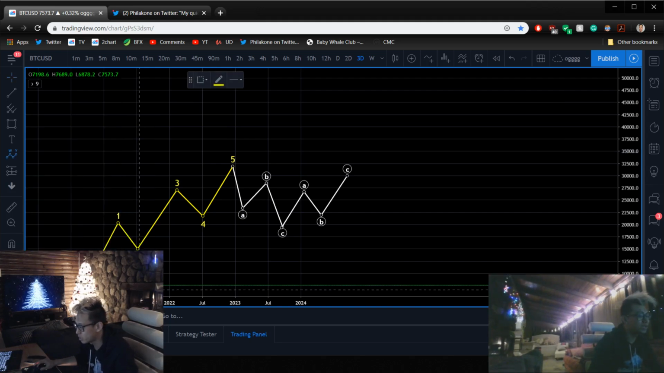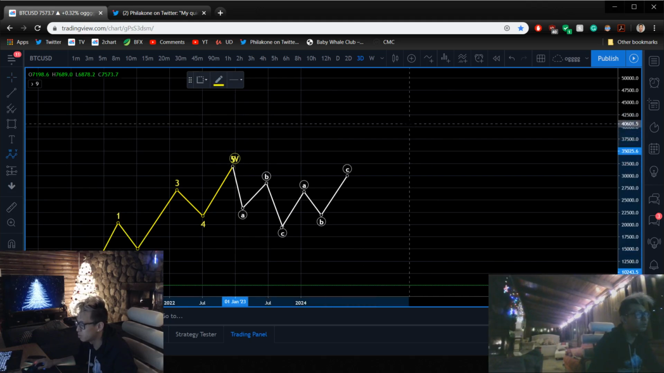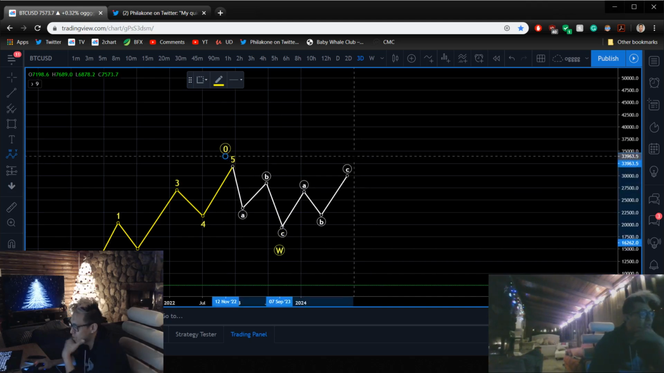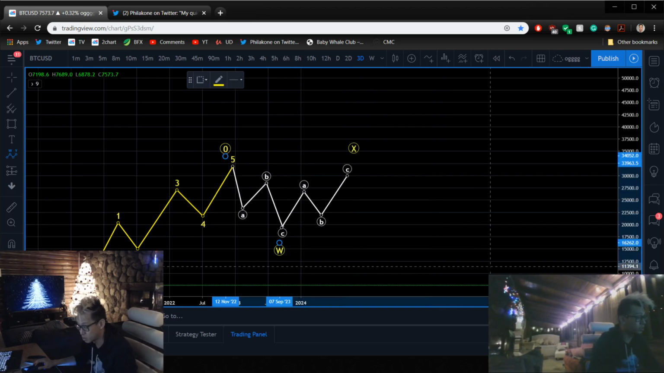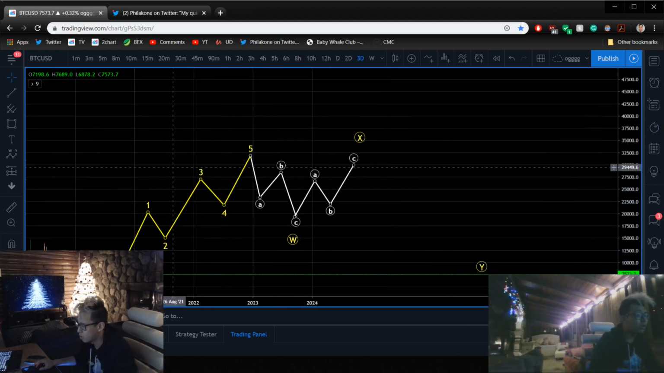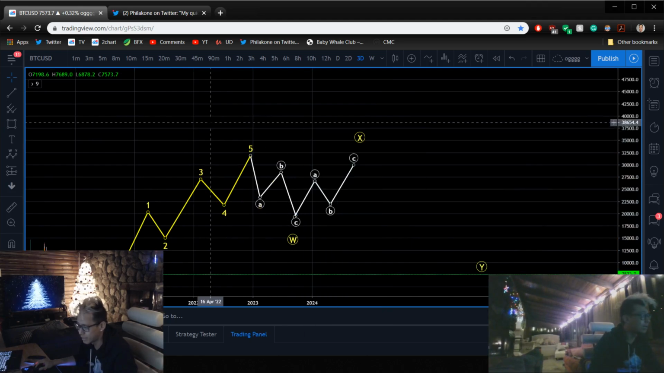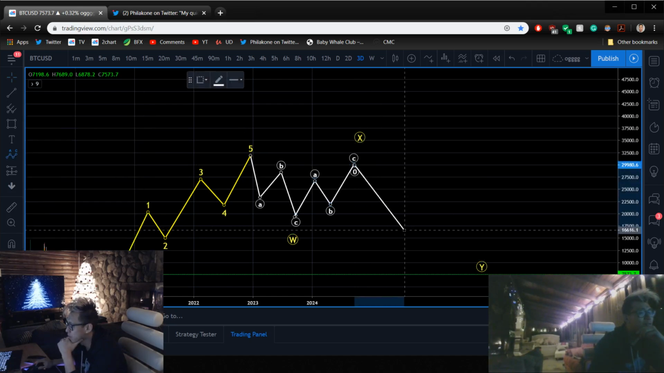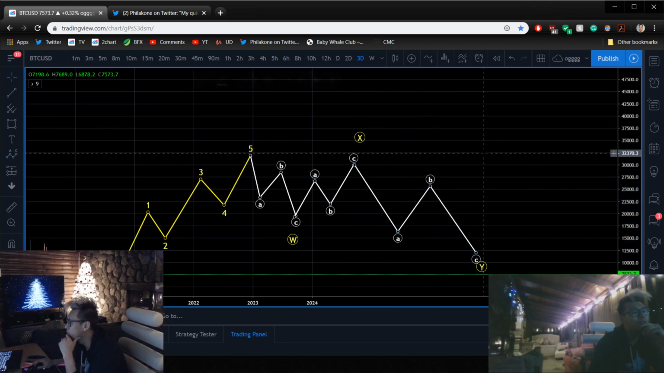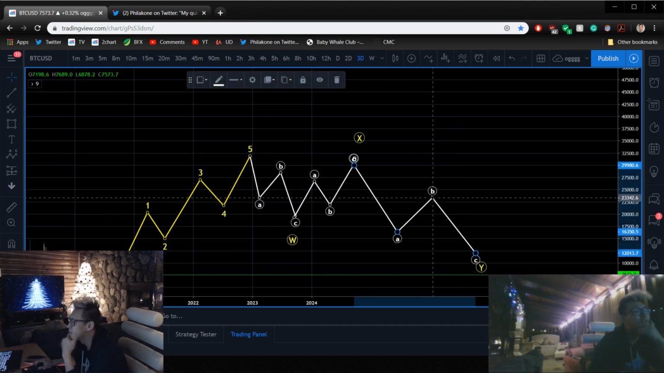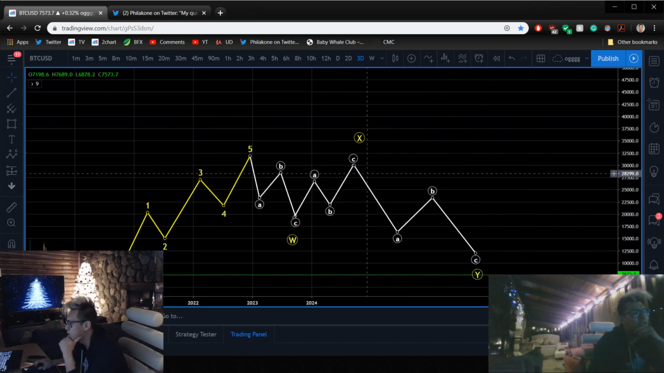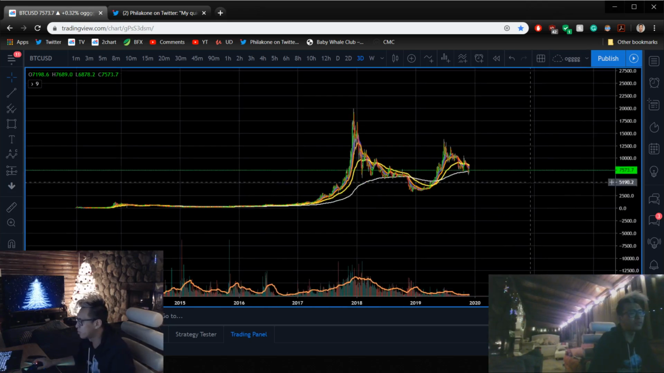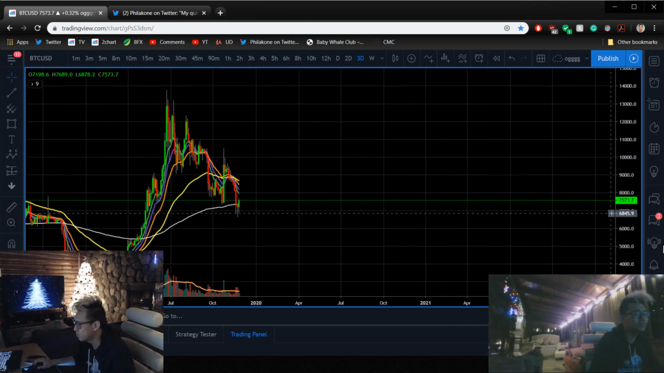Then what we end up doing is we call this right here the W, the beginning of the new impulse wave. That is the X, the point of failure in that impulse wave. And also now we have the XY, the XY right here will make an ABC coming to the downside, another zigzag coming to the downside. And that's where Y originally ends, where it has ABC here, and a new impulse wave should attempt to the upside. That's all based off of Elliott wave theory, just the very most basic principles of it.